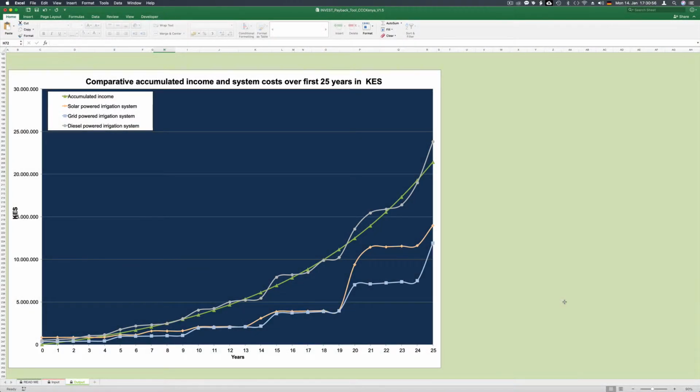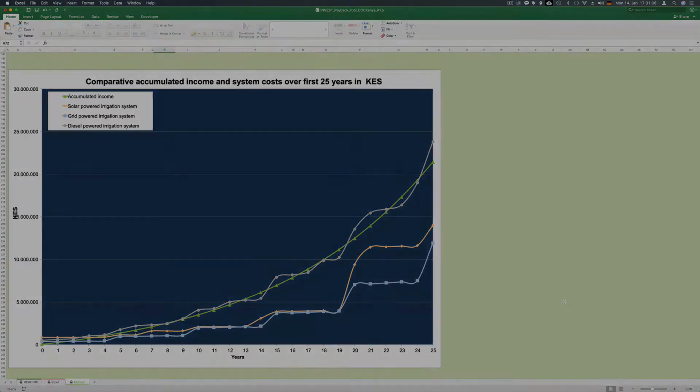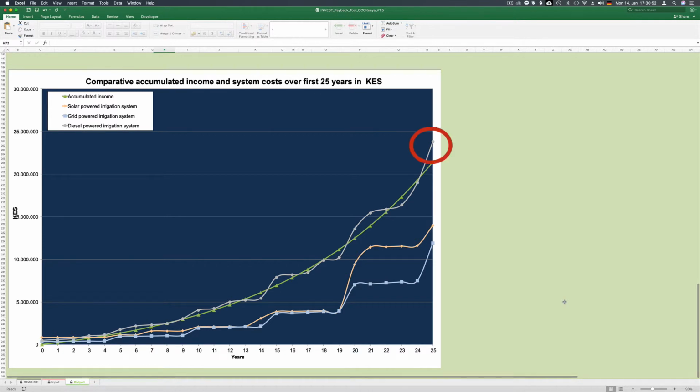The slope in between the horizontal plateaus and the curves can be explained by replacement costs for parts that have exceeded their lifespan. We can also see that after 25 years, the cost for the diesel-powered irrigation system exceeds the accumulated income.